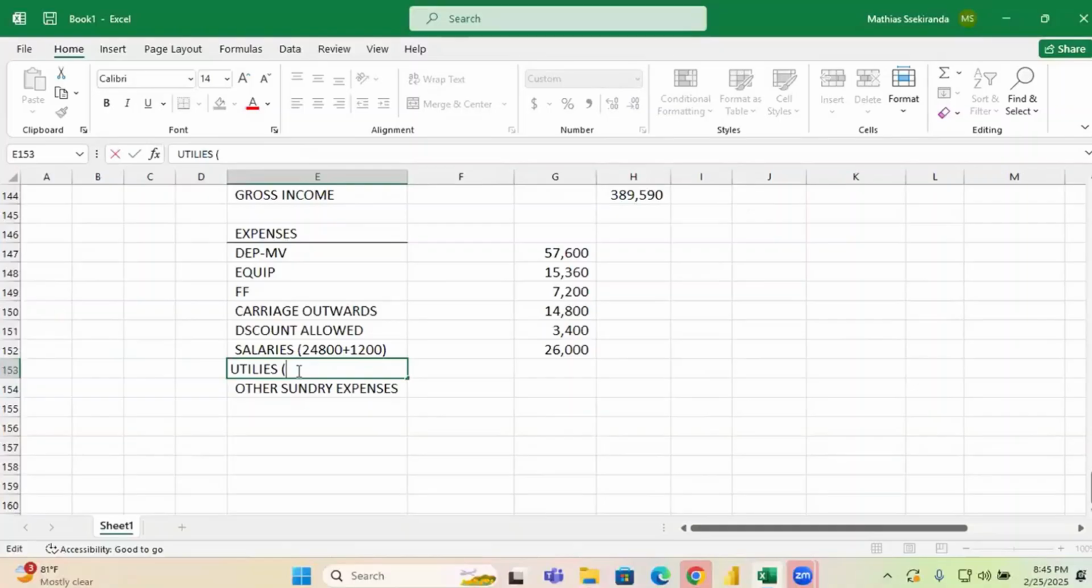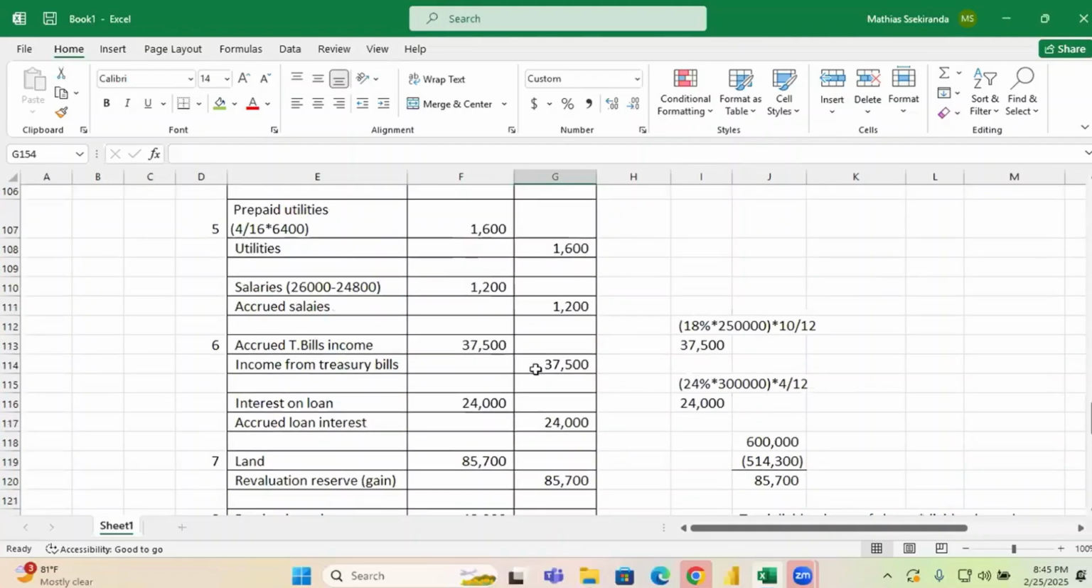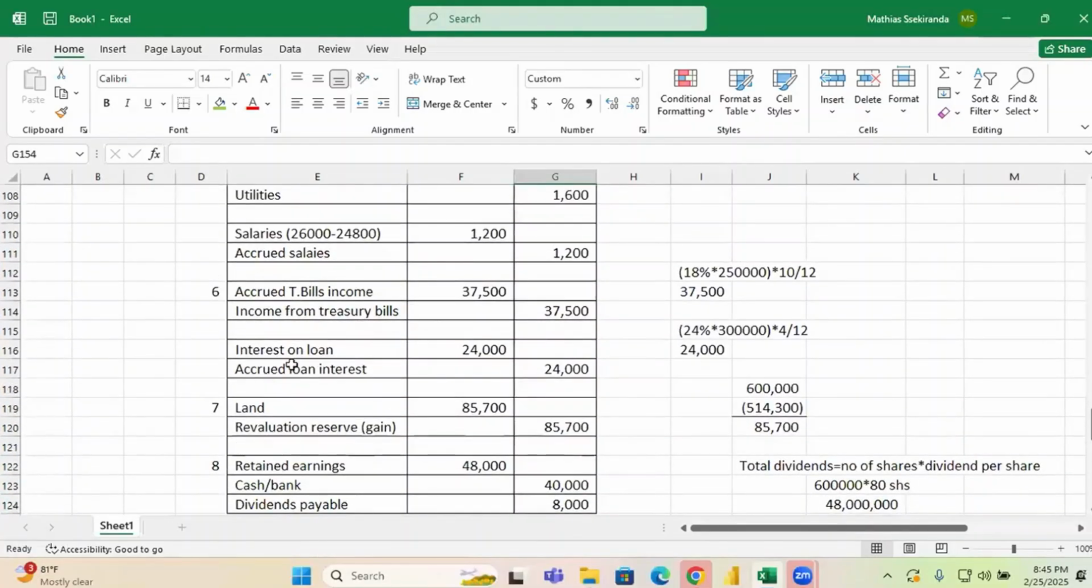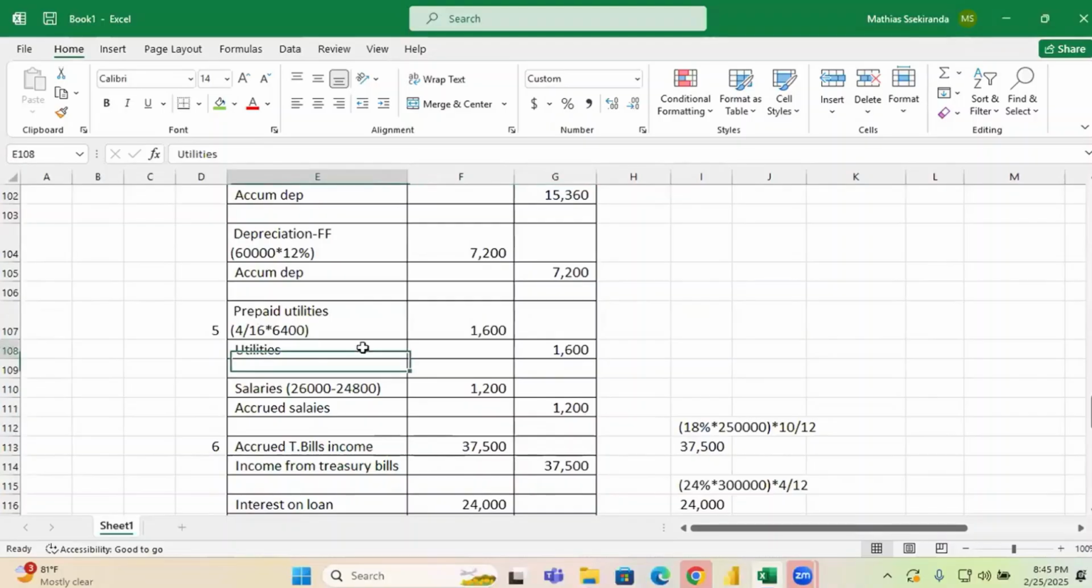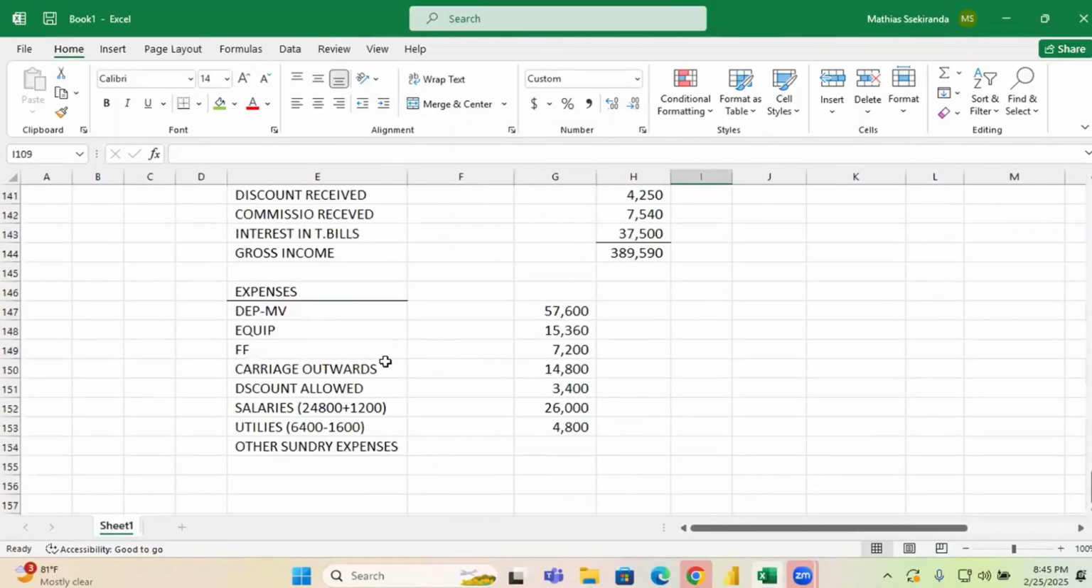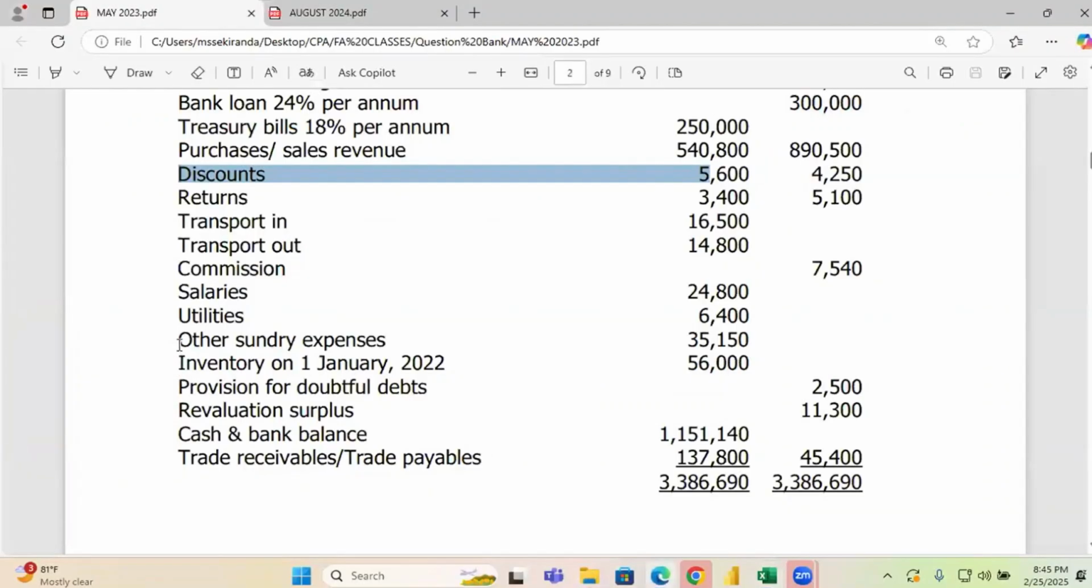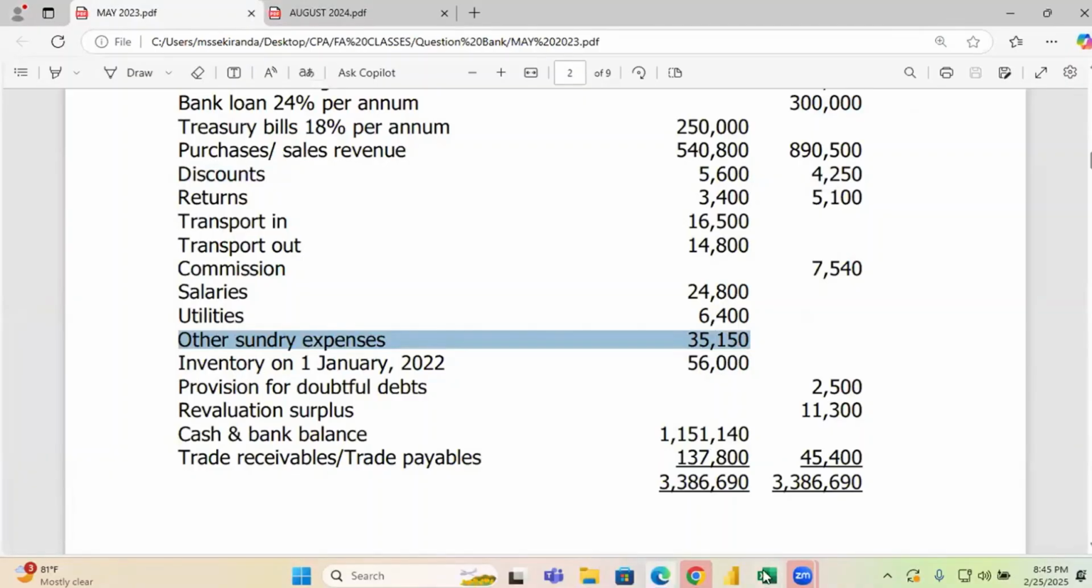Utilities, we had a prepayment. Therefore, you get what was given and less the 1,600. That's why we credited utilities, we less it, because they had considered a higher figure, including a prepayment. Sundry expenses didn't have any note, therefore you bring it the way it is, 35,150.